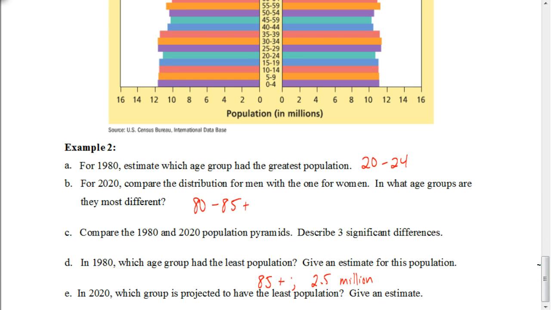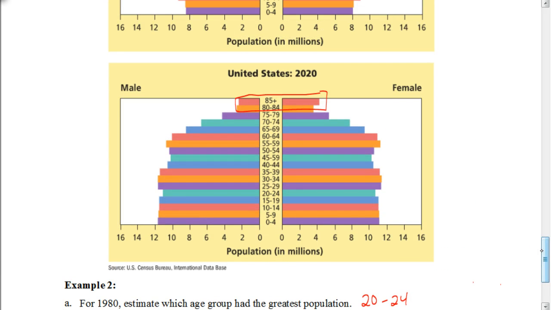And lastly, it says in 2020, which age group is projected to have the least population? And we're going to give an estimate there. So if we look at this data for 2020, the least population in this case looks probably more like the 80 to 84. Looks like it's going to be slightly smaller, even though for the men it's a little bit larger, but you can see the gap here for the female, it's smaller for the females. So we're going to go with that. We're going to go to the 80-84 range. But again, we're going to have to make some estimations here.